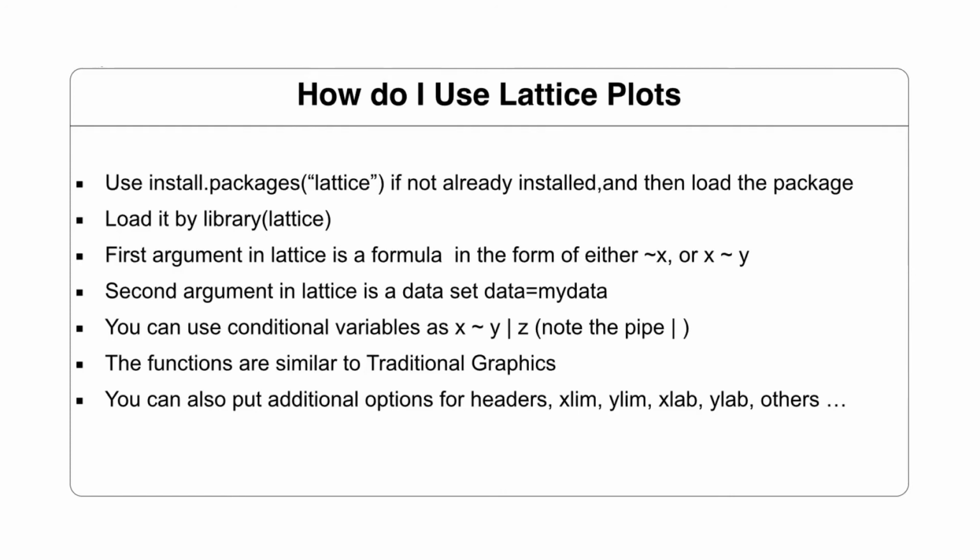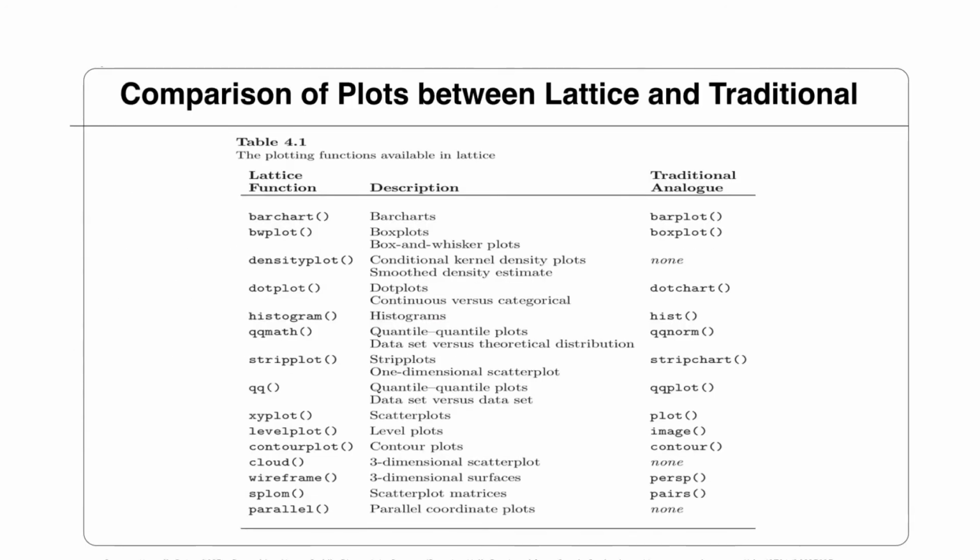Okay? And usually all the other options and functions that you get to see are very similar to traditional graphics systems. So you can put additional parameters, for example titles, headers, the limits of the values for the x-axis and the y-axis. You can label the x-axis, you can label the y-axis, and so on. Just take a look at the different ways you can map between the traditional and the lattice plots. This is taken from an excellent textbook by Paul Murrell, known as R Graphics. If you have the time, you must read that book. It's a beautiful book, and it explains in great detail how you can do really good graphics within R.